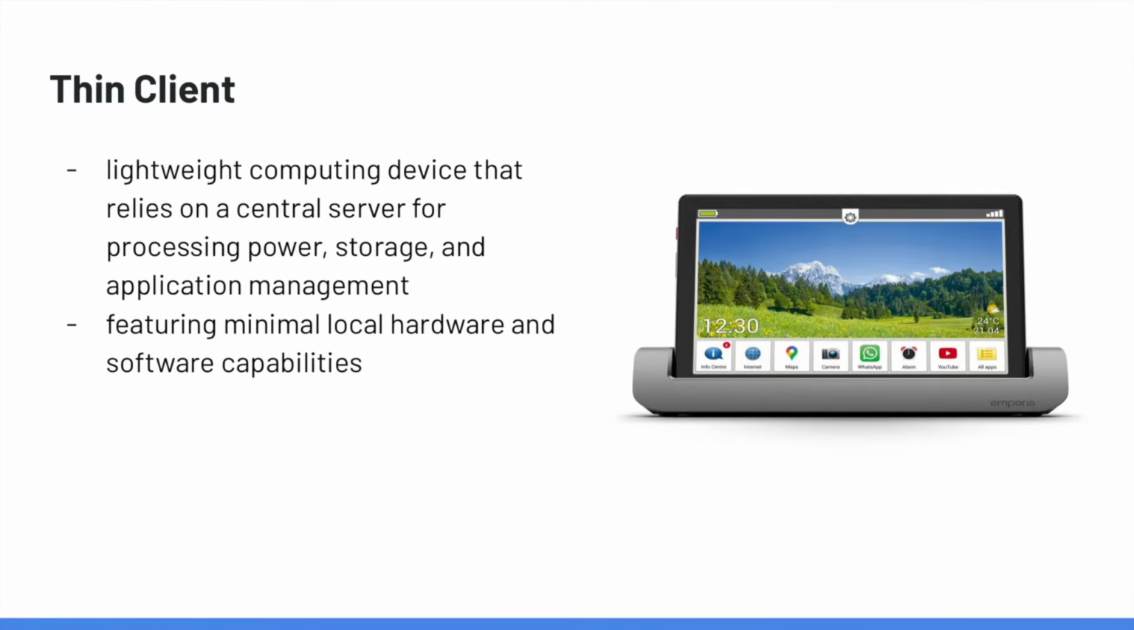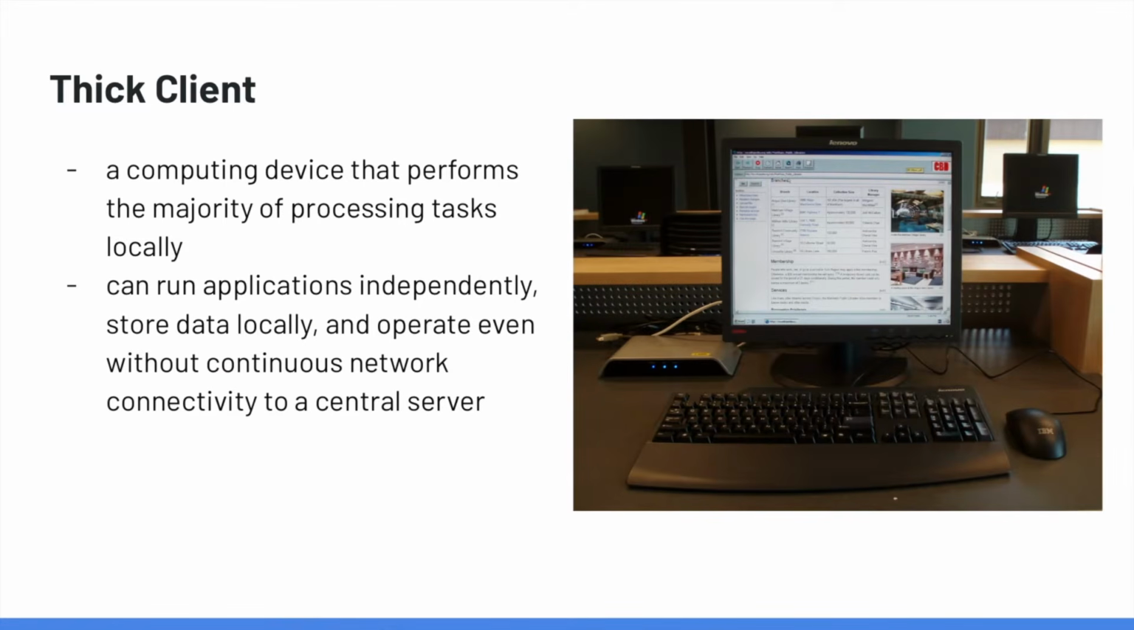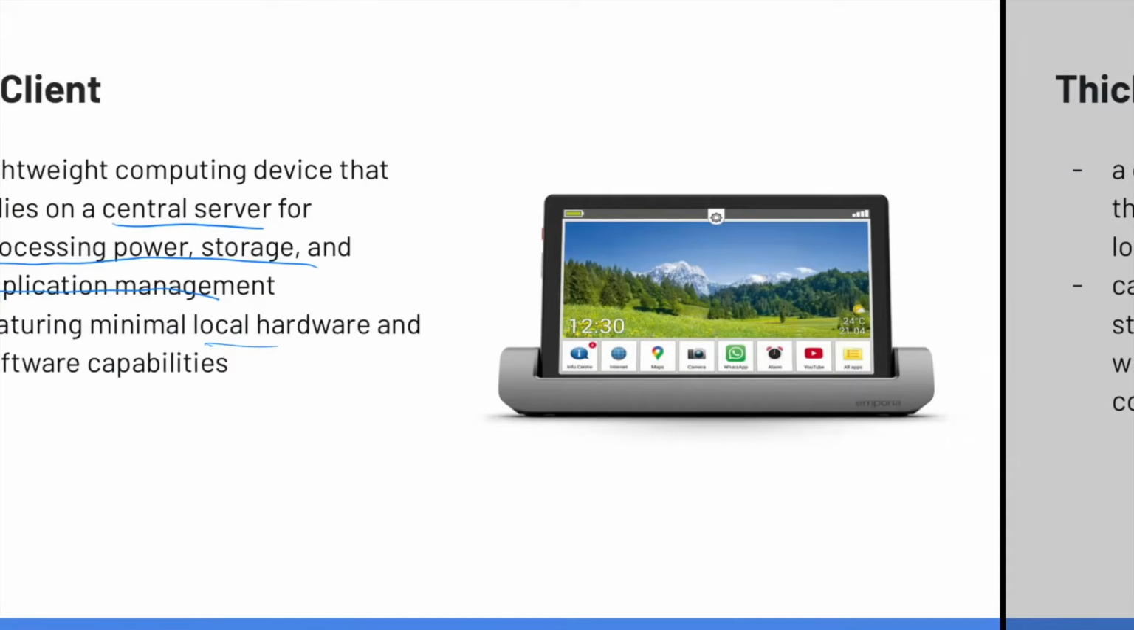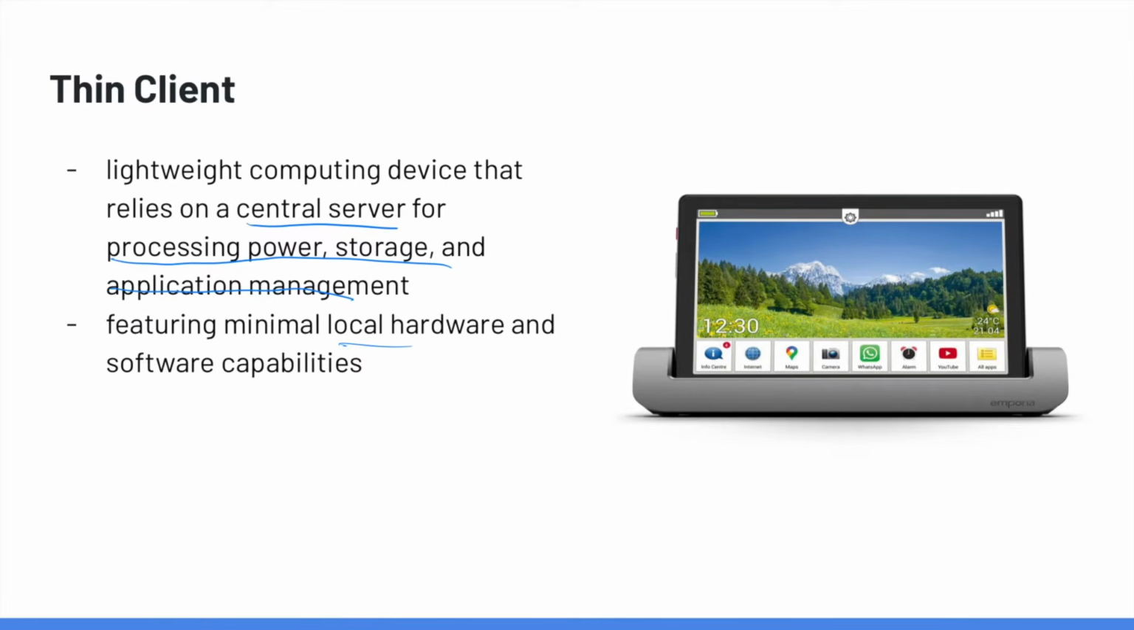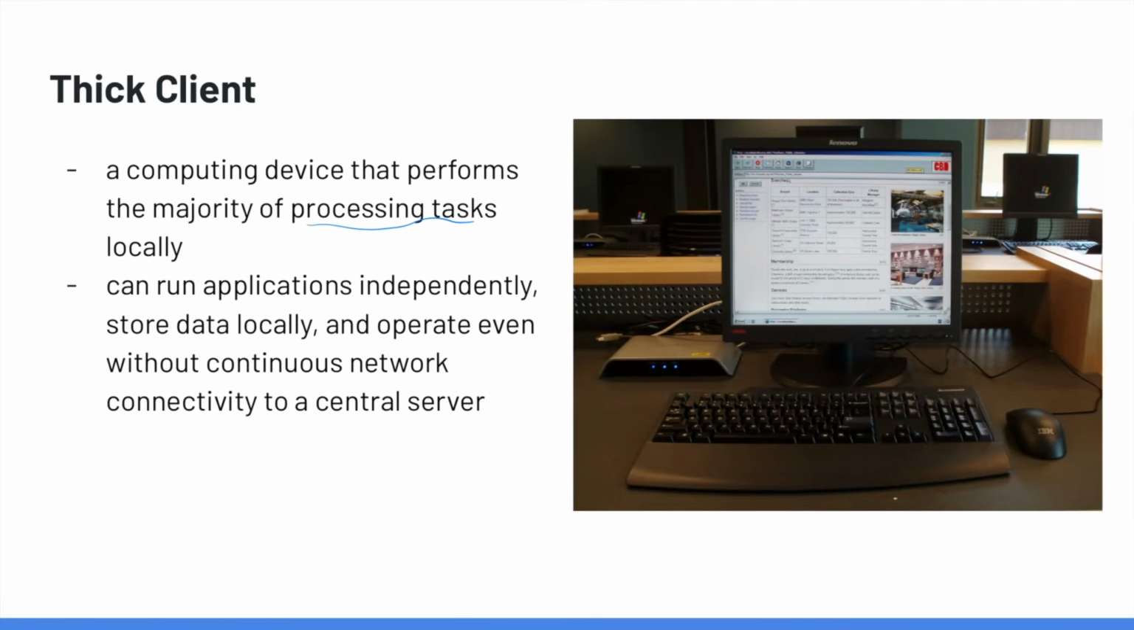Basically with a thin client, we're relying on a central server for processing power, storage, and application management. And our client, the device we're using, is going to be minimal. That's going to be our smartphone, tablet, or even just a weak computer. Again, with a thick client, most of the processing tasks are done locally on our own device, and things like processing power, storage, and application management are mainly happening on our own device, not on a server somewhere.